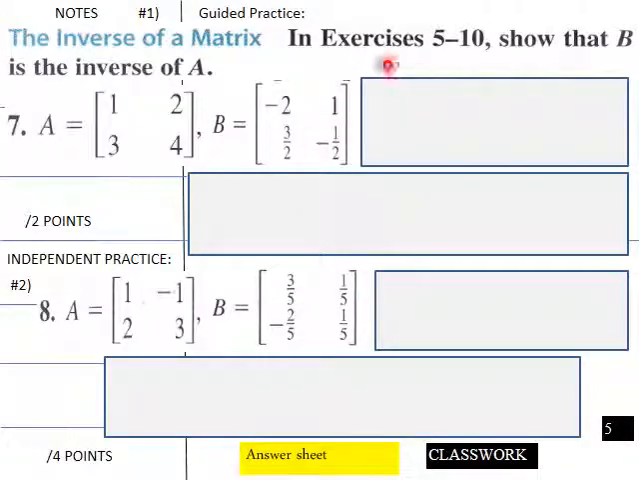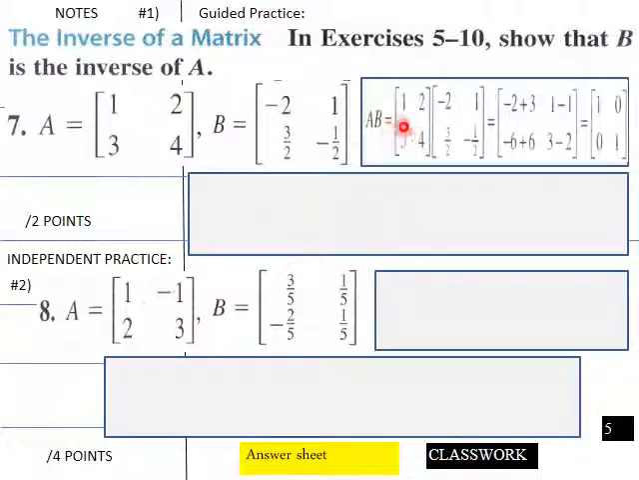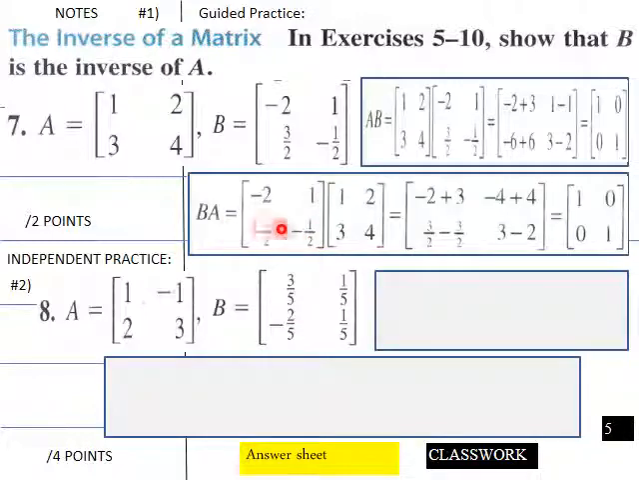Okay, so let's try one here. Show that B is the inverse of A. We're going to show that this is the inverse of that. The way we do that, we multiply these two together, and we get our identity matrix. And then BA, again, when we change the order of our product, we get the same thing. By reversing our order, both of them come out with an identity matrix, which means that B is the inverse of A.